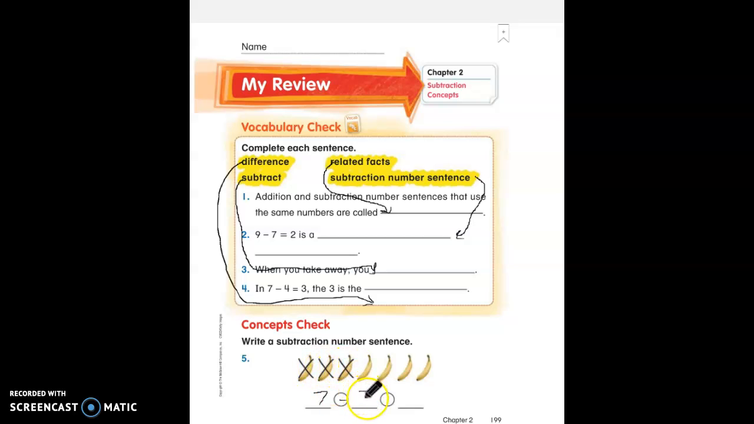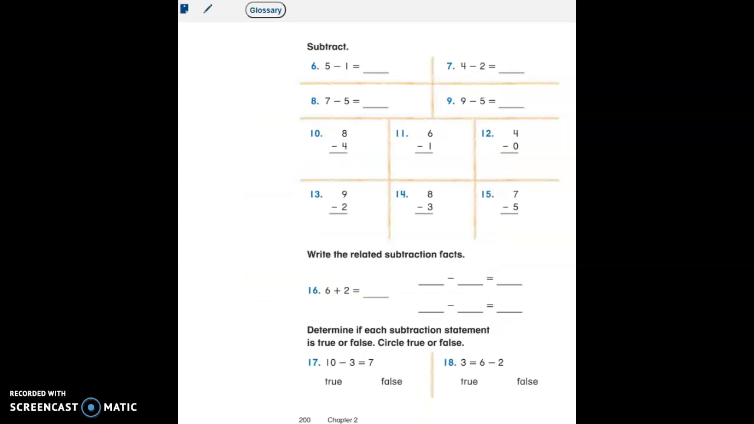Let's write that in our number sentence. It's just 3. And this is for the equal sign. So put your equal sign in there. And how many do we have left? We have 4 bananas left. All right, we're ready for the next page.